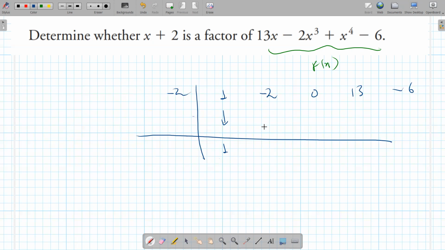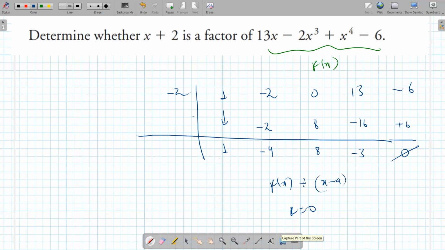So you multiply this, you get -2, you add them up, you get -4. This times this is 8, you add them up, you get an 8. 8 times -2 is -16. Add them up, you get -3. -3 times -2 is +6, and if you add them up, you get a 0. So what's the remainder? The 0, so it is a factor. Again, f of x divided by x minus a is a factor if the remainder is 0. That's the factor theorem.